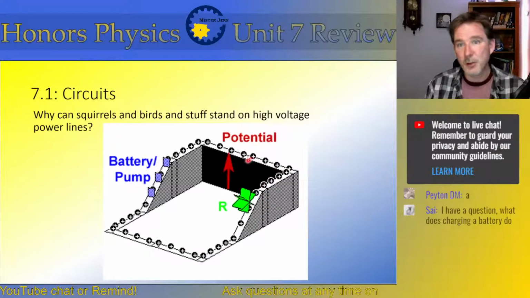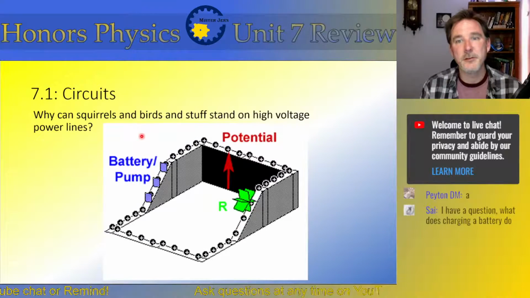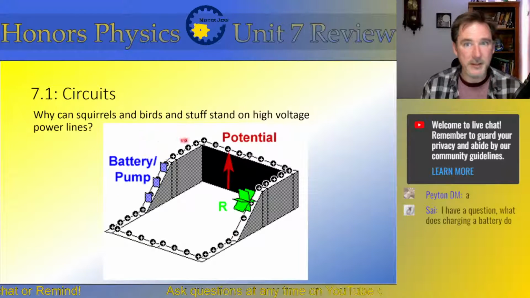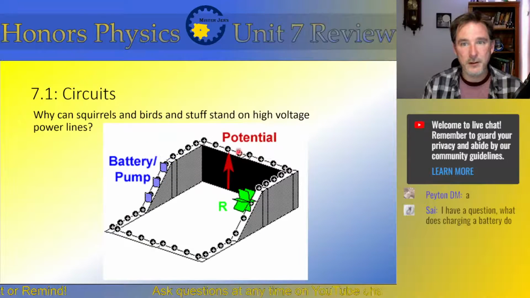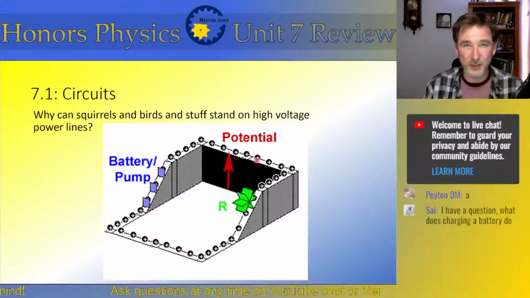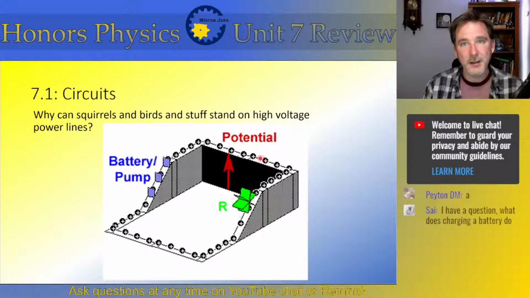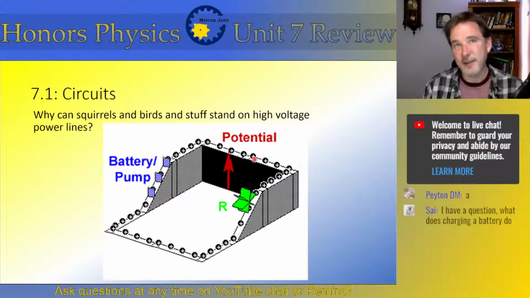Okay, so to answer the question, why can squirrels and birds and stuff stand on high voltage power lines? Because there's no potential difference between their feet. It's like one foot here and one foot here. It's the same pressure. There's no difference. There's no reason for it to roll down. It's going to take the path of least resistance, these charges, and going through the squirrel's body or the bird's body is not the path of least resistance.